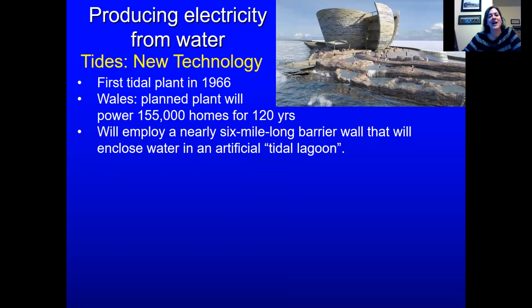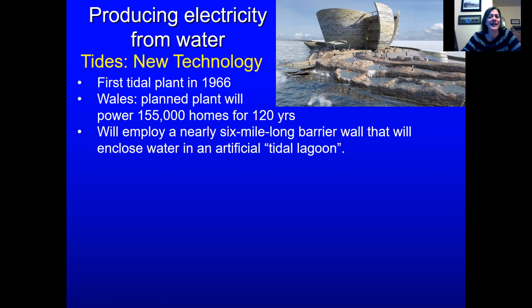All right, so people are scaling this up though. This is really cool looking. Wales is planning this plant that's going to power 155,000 homes for 120 years. It's going to employ a nearly 6-mile-long barrier wall that will enclose water in an artificial tidal lagoon. So people are working on these things.